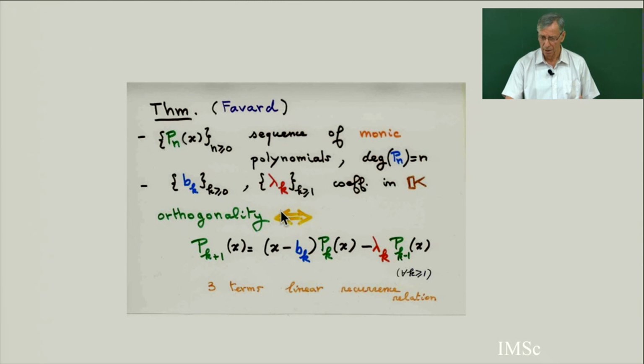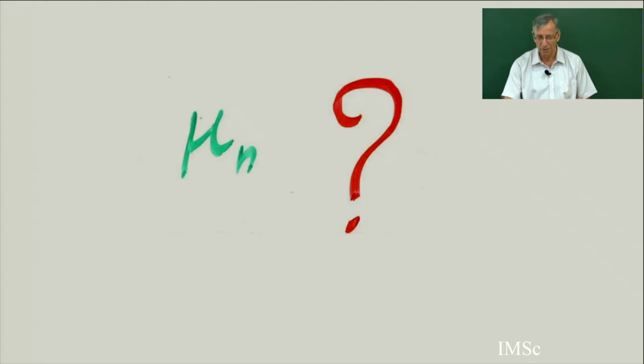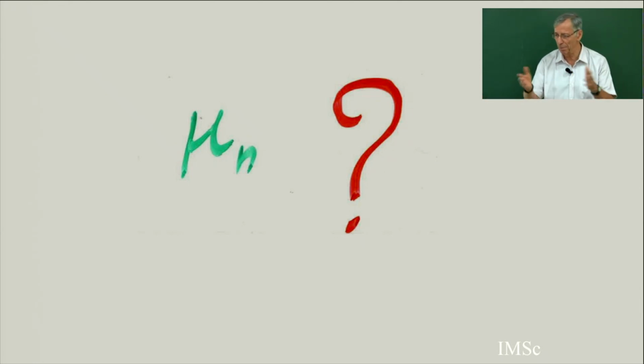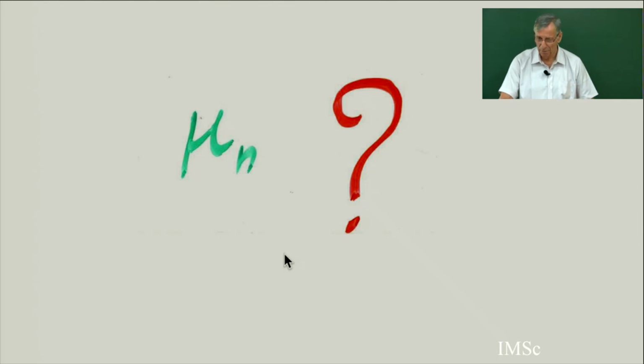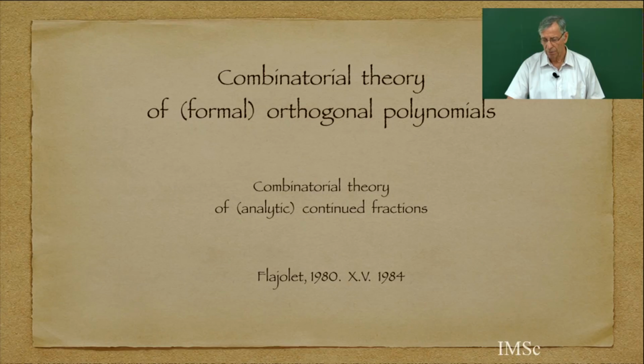So the problem: you give me a formal sequence b_k, lambda_k. I just think of them as letters in an alphabet. b_k, lambda_k are just formal variables. You give me p_k, lambda_k, so give me the mu_n. So mu_n should be some formal polynomial in b_k, lambda_k. So what are the mu_n? So this is a formal Favard theorem.